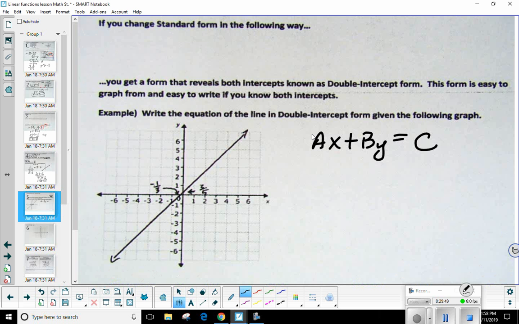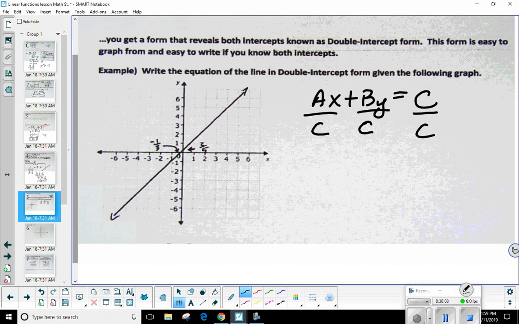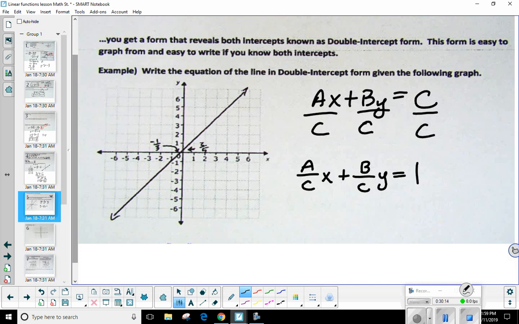Okay, well, I'm glad I can show you something new. Here's how you do it. You take your standard form, and I want to make sure it equals 1. So how can I guarantee that whatever that constant is, it equals 1? Divide by c. I'm going to divide everything through by c because it's an equation. Okay. All right. So this is going to be a over c x plus b over c y is equal to 1.